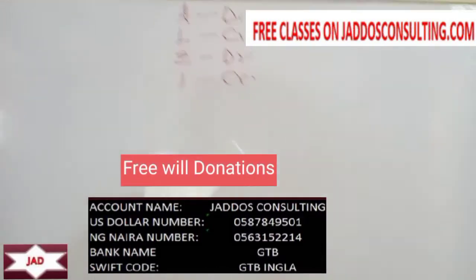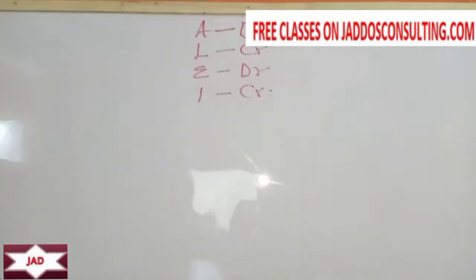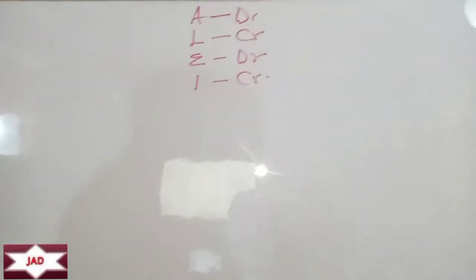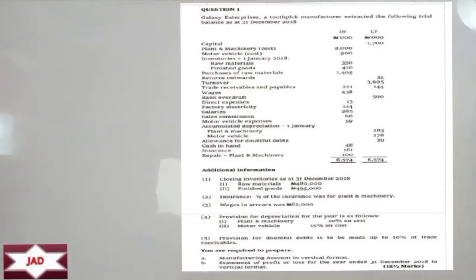So let's continue. We have additional information to the trial balance. I can see closing inventory as at 2018: raw materials, finished goods. Two, we have insurance: 3/4 of the insurance was for plant and machinery. Wages in arrears was 62,000. And then number 4, provision for depreciation for the year is as follows: plant and machinery 10%, motor vehicle 15% on cost. Then 5, provision for doubtful debts to be made up to 10% of trade receivables.